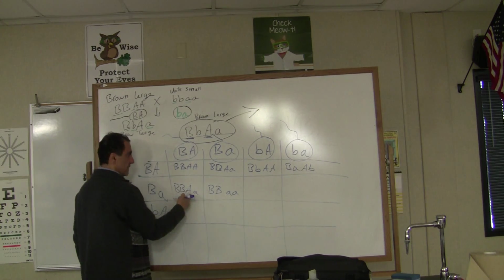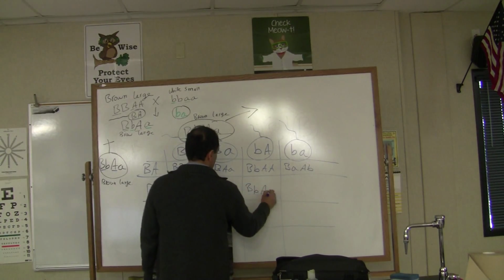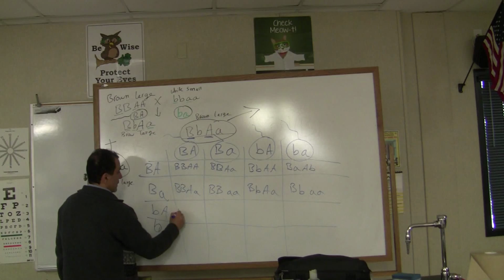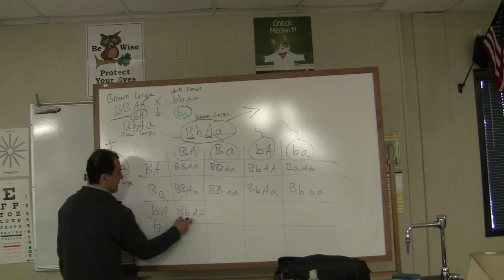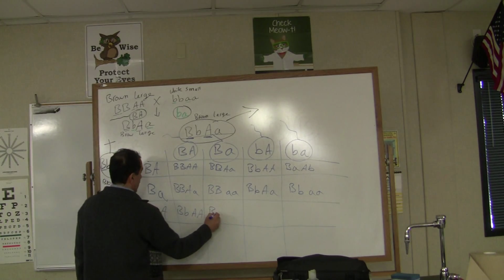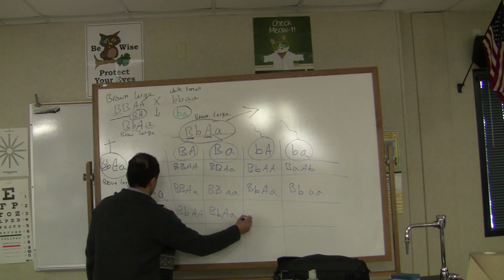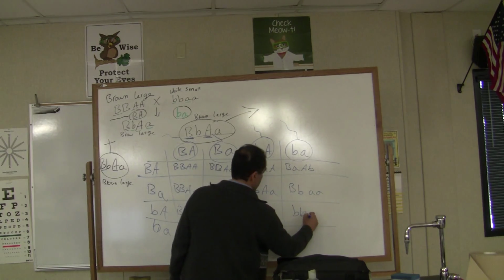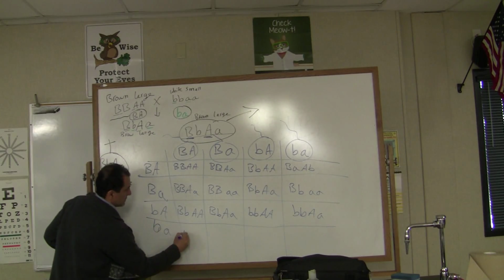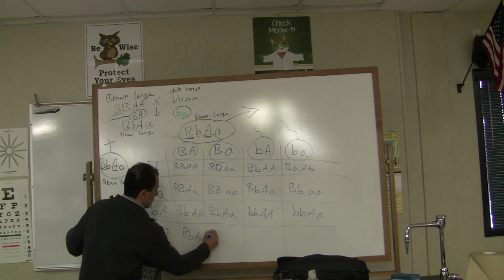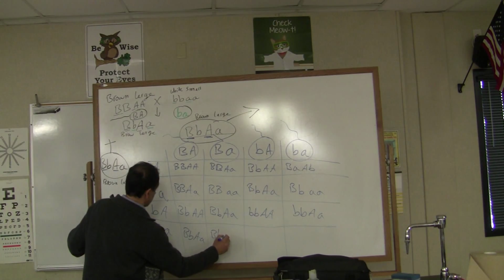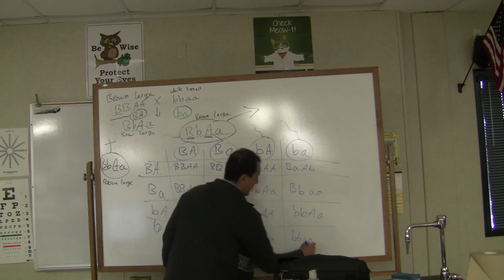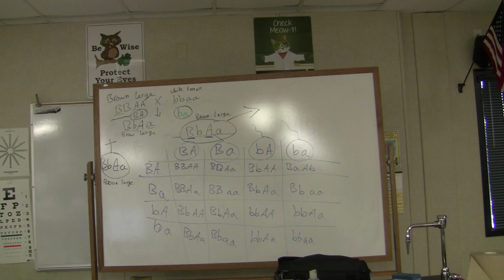This is the genotype. So let's go. Capital B, capital A, small a. Capital B, small a, small a. All of you have done this. We're doing it together. Capital B, capital A, capital A. You have not seen this one yet. We'll go over it. Capital B, small b, capital A, small a. Small b, capital A, small a. Small b, small b, small a, small a. Right? Am I right?